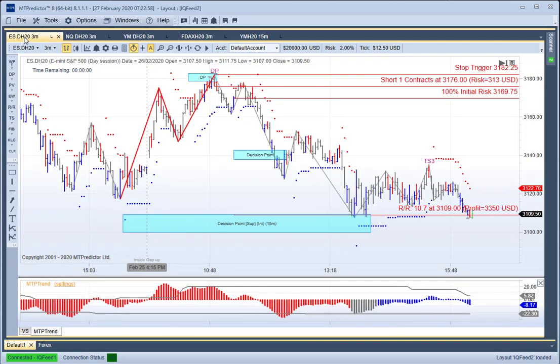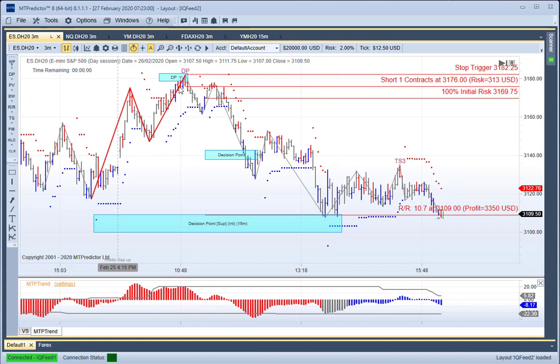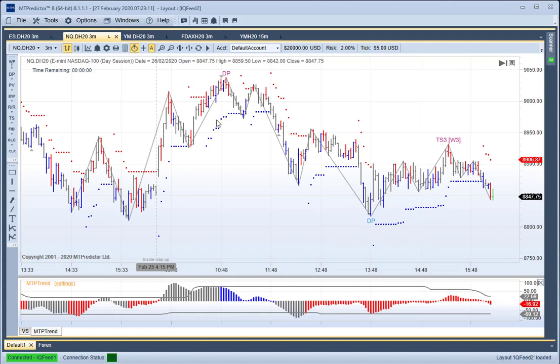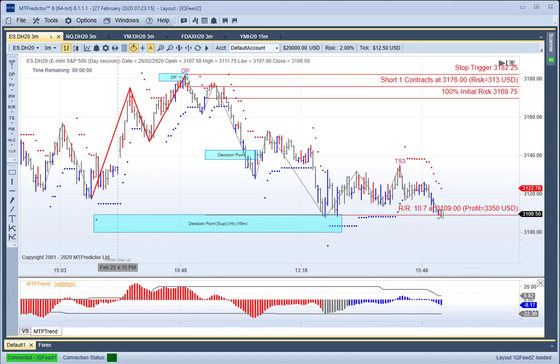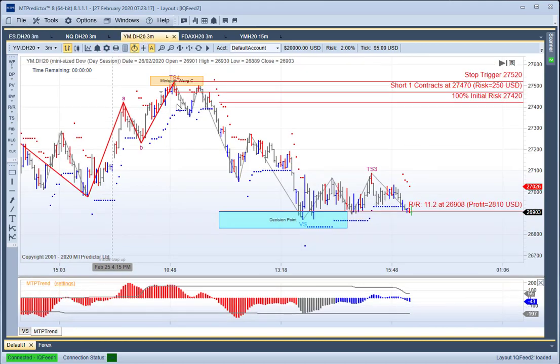If you trade the other markets, the ES, there's the ES, so that had a DP sell at the high of the day, down into, if you wanted to take the higher time frame DP support, for a very nice trade there as well. Again, there was a losing trade earlier, and on the NQ there were sells, but they were against a blue MTP trend. So the ES had a nice sell at the high, but the main one that was the best one was the YM.